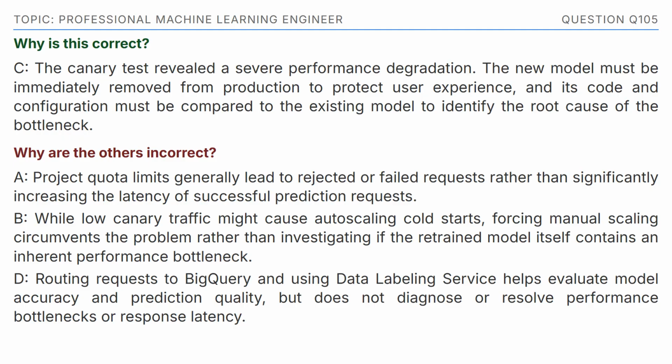A. Project quota limits generally lead to rejected or failed requests rather than significantly increasing the latency of successful prediction requests. B. While low canary traffic might cause autoscaling cold starts, forcing manual scaling circumvents the problem rather than investigating if the retrained model itself contains an inherent performance bottleneck. D. Routing requests to BigQuery and using the data labeling service helps evaluate model accuracy and prediction quality, but does not diagnose or resolve performance bottlenecks or response latency.